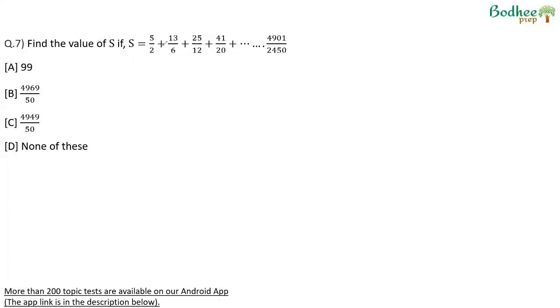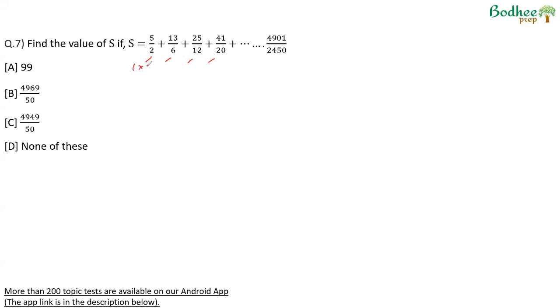Find the value of S. S is given by 5 by 2 plus 13 by 6, 25 by 12, 41 by 20, and so on. The difference here is 8, 12, 16. So the difference is increasing by 4. If you look at the denominators, they are 2, 6, 12, 20.